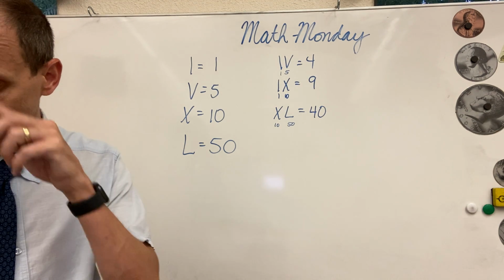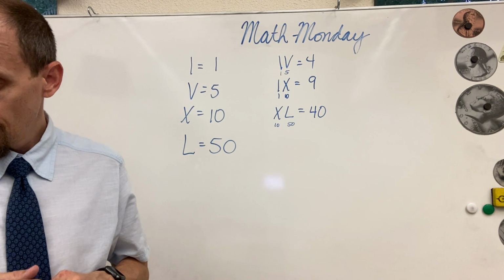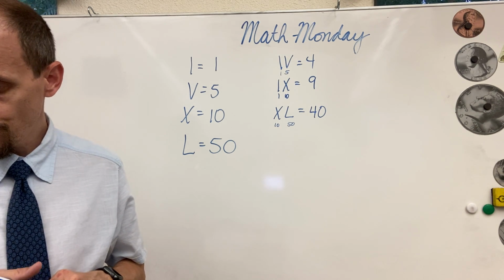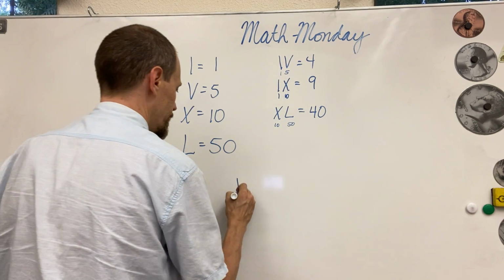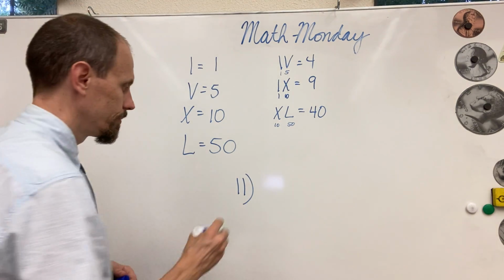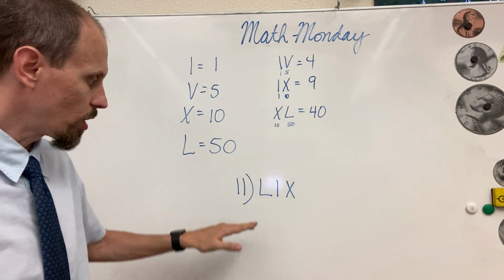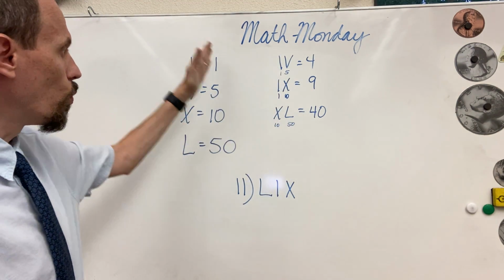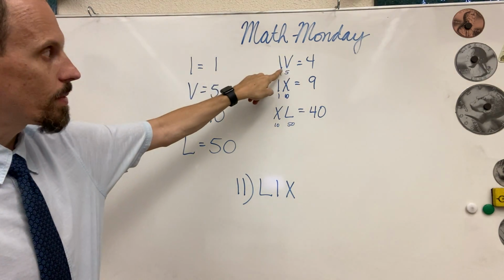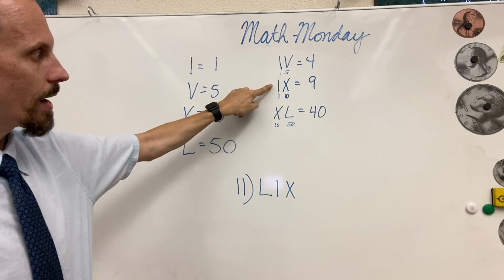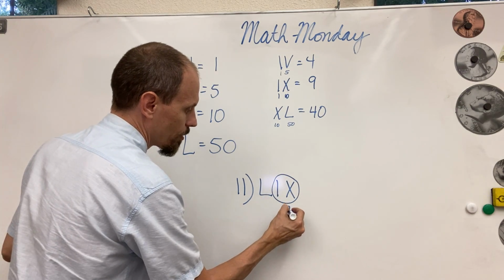Let's look at number, I'm going to leave some of the hard ones for you. Let's look at number 11, L-I-X. Now, first thing we do, do we just start writing numbers underneath them? No, let's look for one of these things. We have one of those, we have none of those, we have one of these, we have one of these. Do we have any of these combinations? IV, IX, XL? Yes, we do. We have IX, don't we? So let's circle IX.